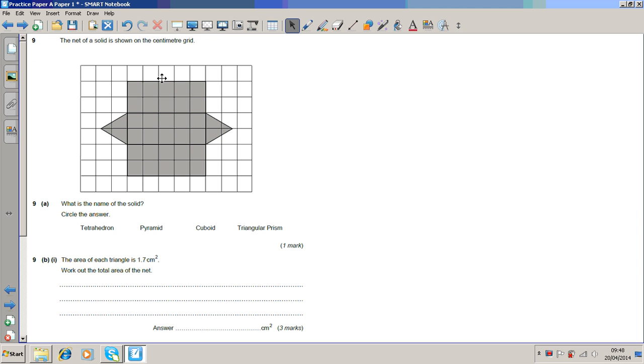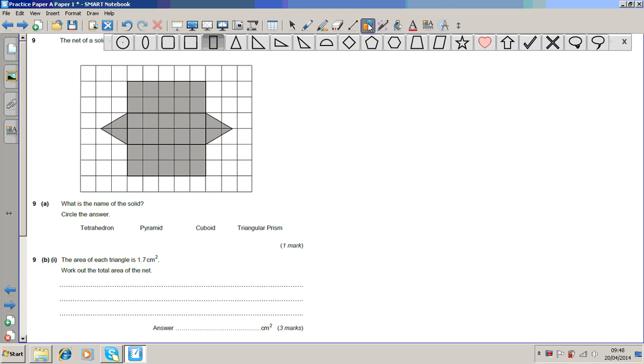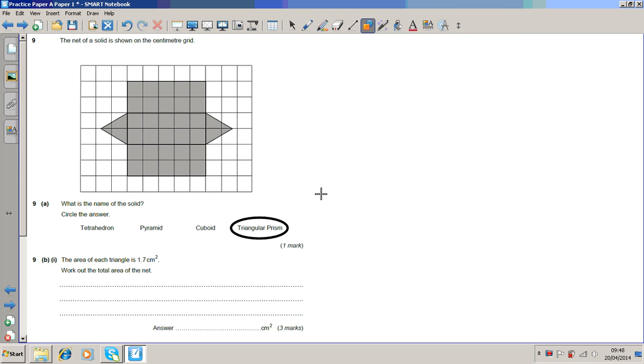Right. The net of a solid is shown on a centimetre grid. What is the name of the solid? Okay, so if you fold the triangle up on each end and then the sides up, it's like a Toblerone shape, and the proper name for a Toblerone shape is a triangular prism.